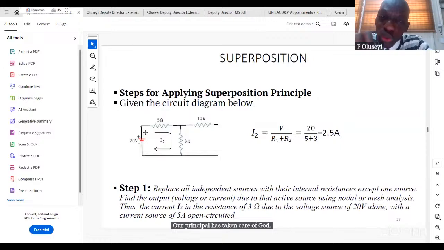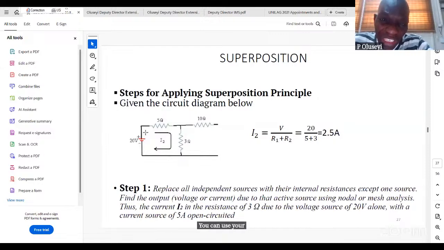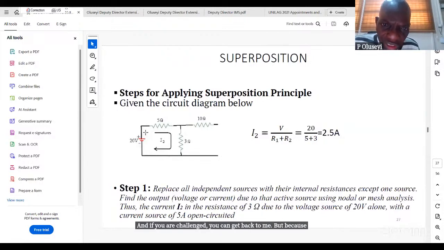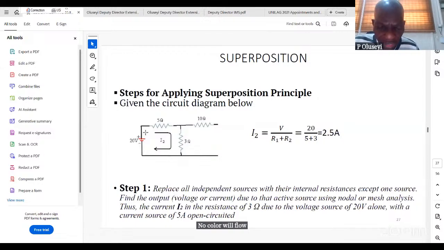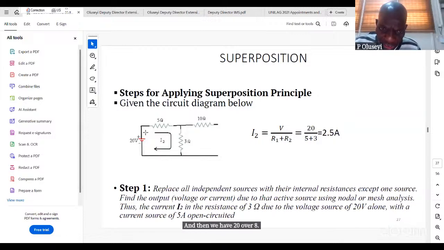And you can use other methods beyond superposition to still solve this problem. Yes, sir. You can use your voltage divider method or current divider method. You can use it to check whether what we have done here is correct or not. Now, I don't want to remove anything. Let me see the current that will flow from the current source through these 3 amps, and the current that will flow from the voltage source through these 3 amps. I will ask you to do this after this lecture, and if you have a challenge, you can get back to me. But because of that open circuit, no current will flow through the 10 ohms resistor. Then you will have 20/8, which gives us 2.5 amps.